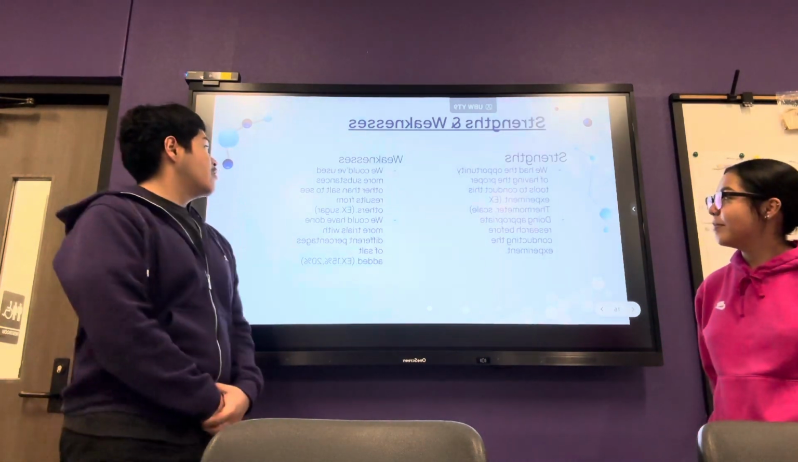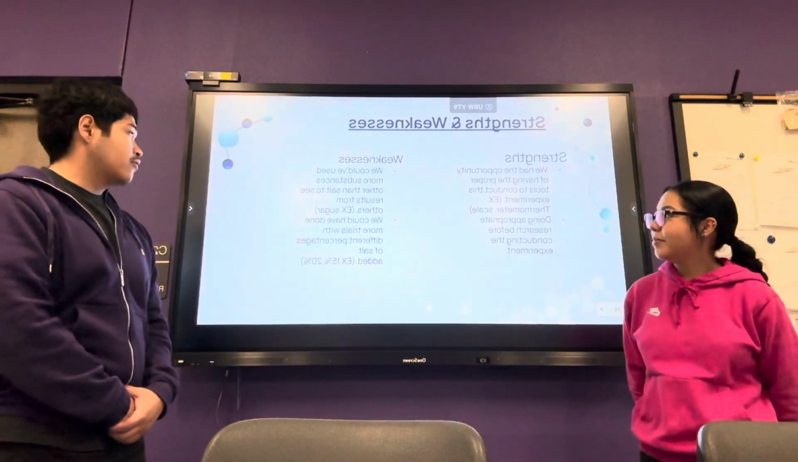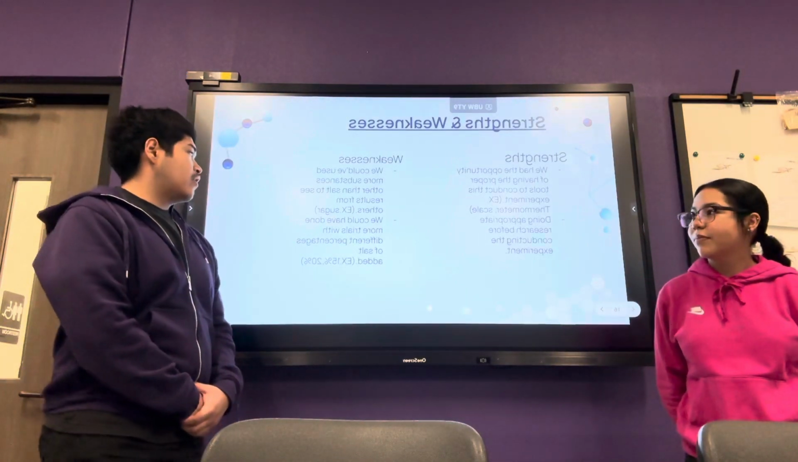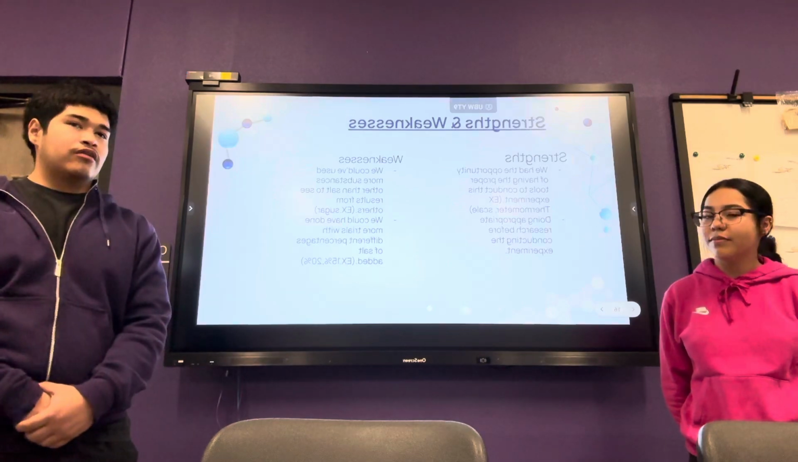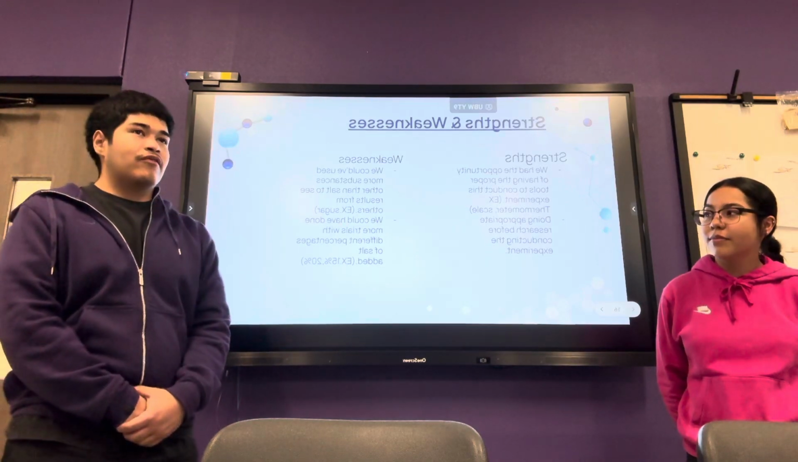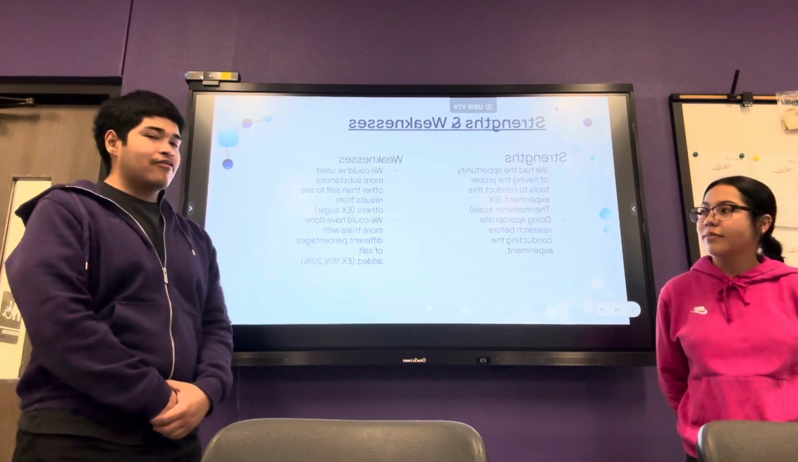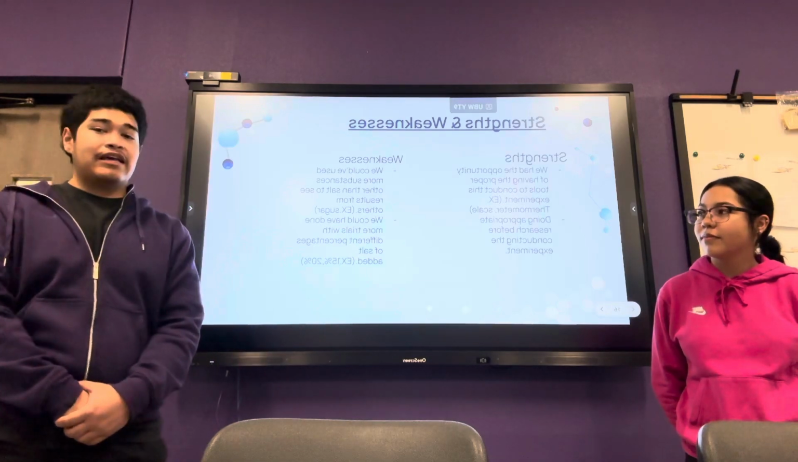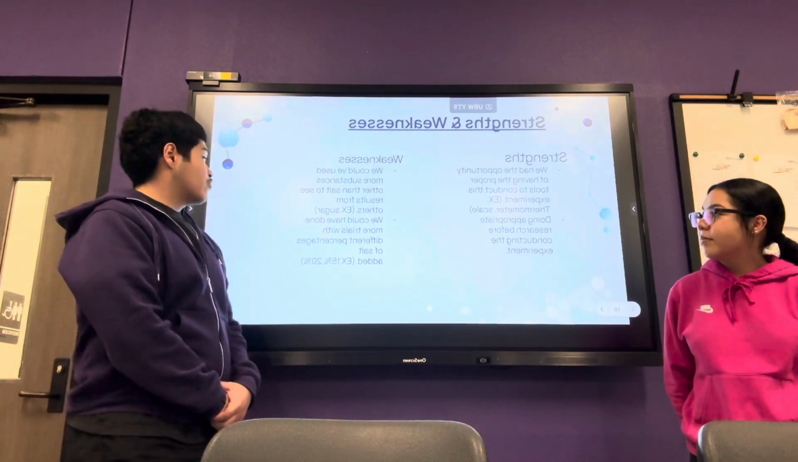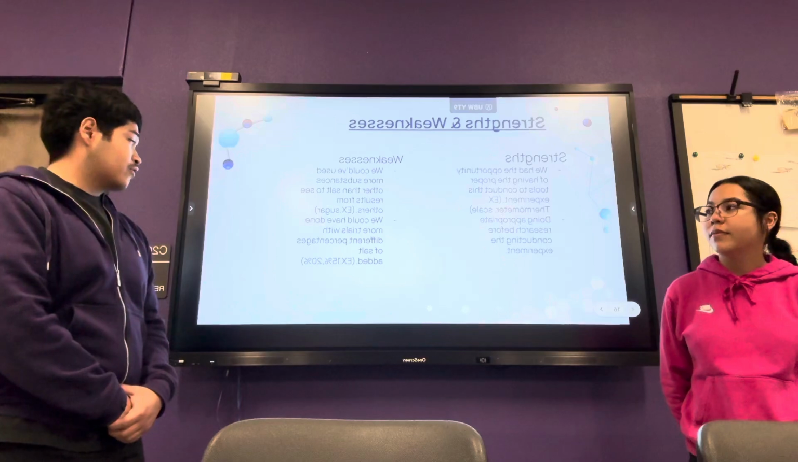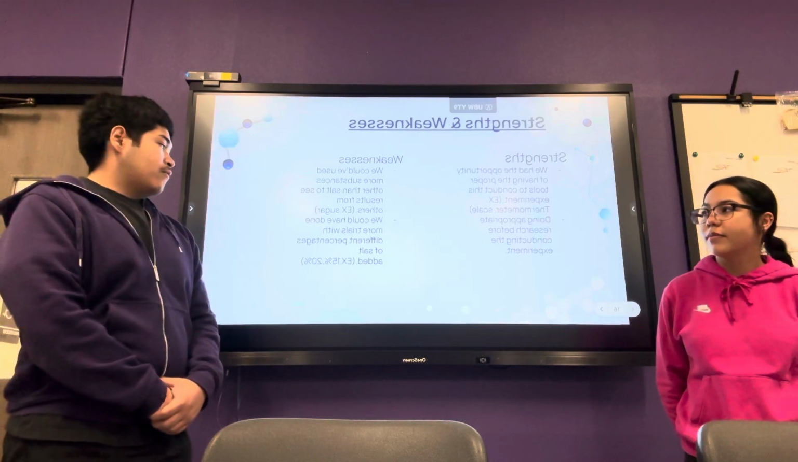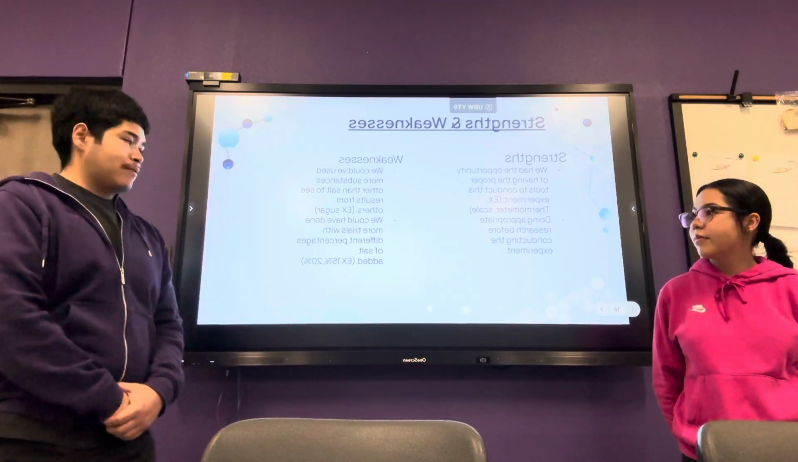The weaknesses: we could have used more substances other than salt to see results from others. For example, sugar. We could put sugar in at 5 grams in the water and 10 grams in the water to see how it is. We could have done more trials with different percentages of salt added, for example 15% and 20%.